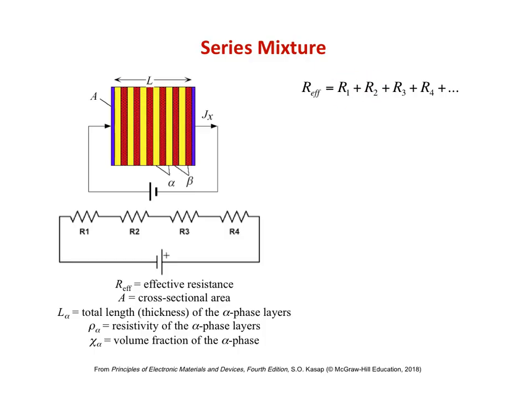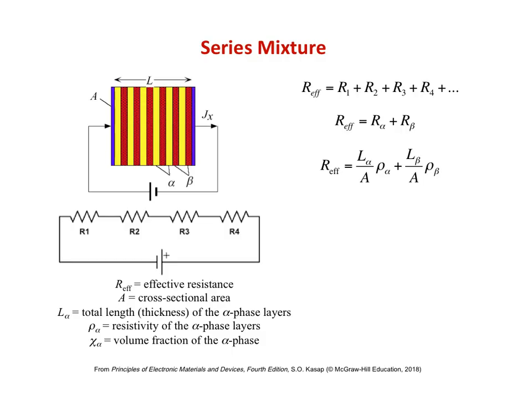We can now group the resistance of all the slabs of the same material together to give a sum of resistances of the alpha slabs and the beta slabs together. Now the resistance of all the alpha slabs together is the sum of all their lengths divided by the cross-sectional area times the resistivity of the alpha material. Similarly, the resistance of the beta material is the sum of all the lengths of the beta slabs divided by the cross-sectional area and the resistivity of the beta material.